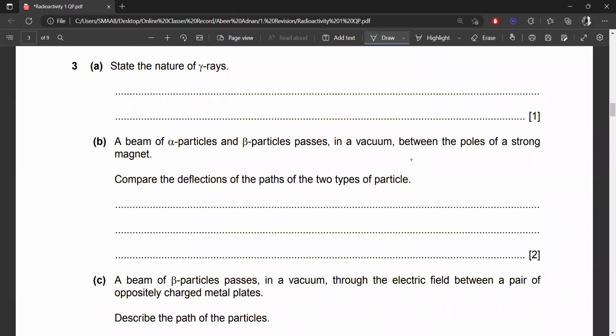Okay, so question number 3: state the nature of gamma rays. Neutral. Yes, electromagnetic waves, and they are neutral, with no charge.